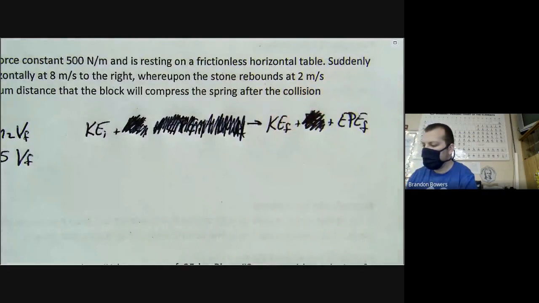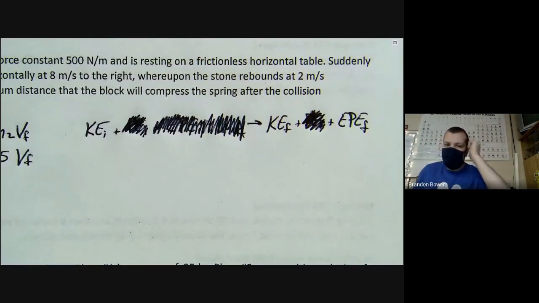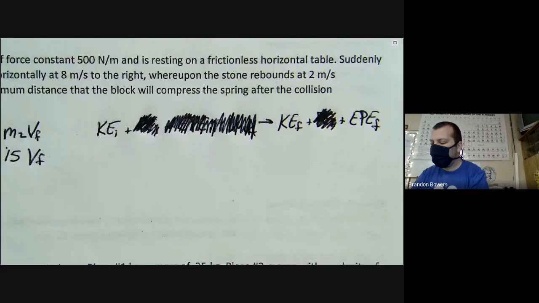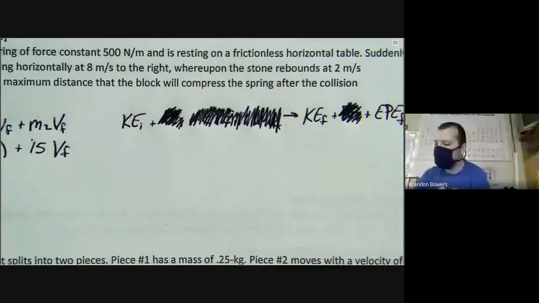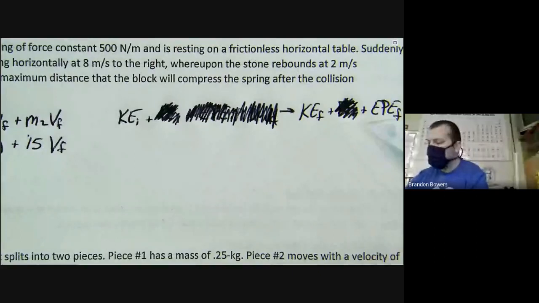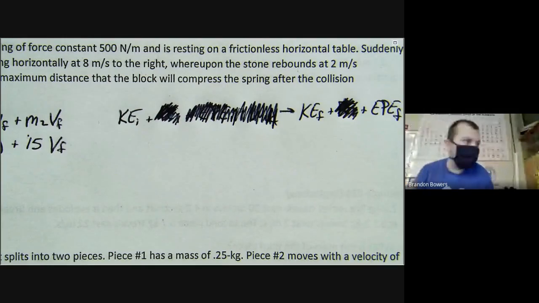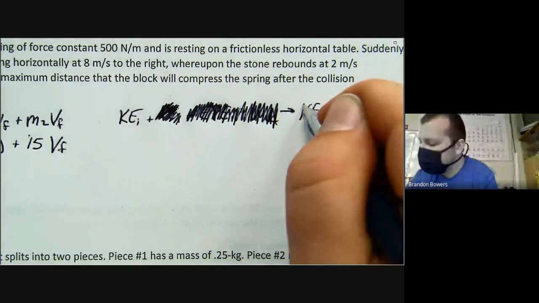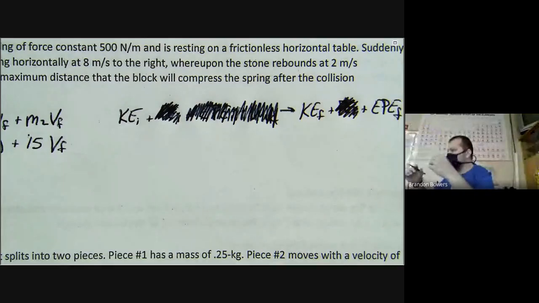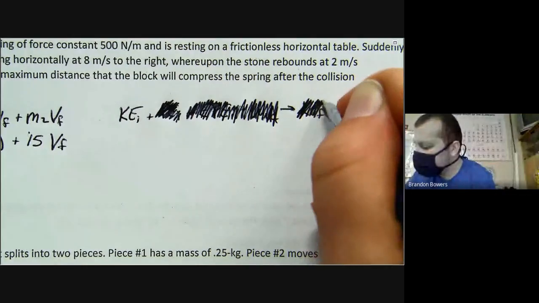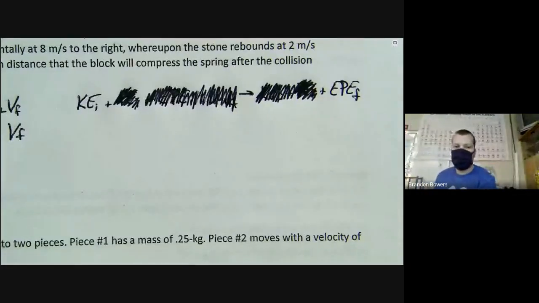Now, we found the final velocity of our rock. So essentially, it compressed. The final kinetic energy of the rock is just going to be zero. Why? Because it's going to hit the spring, we're taking it to the point where it's paused and it's going to be stopped. So let's get rid of that.